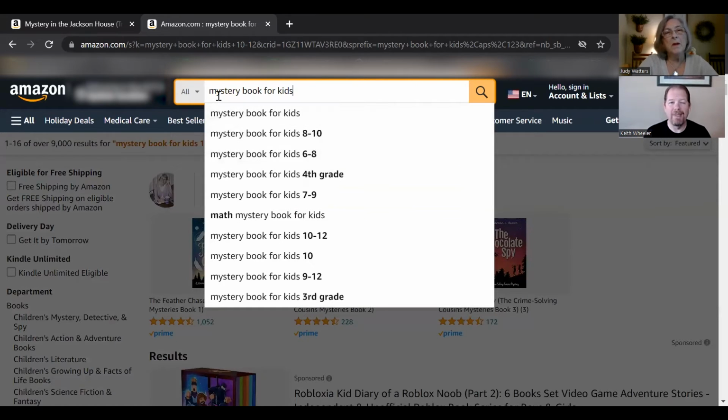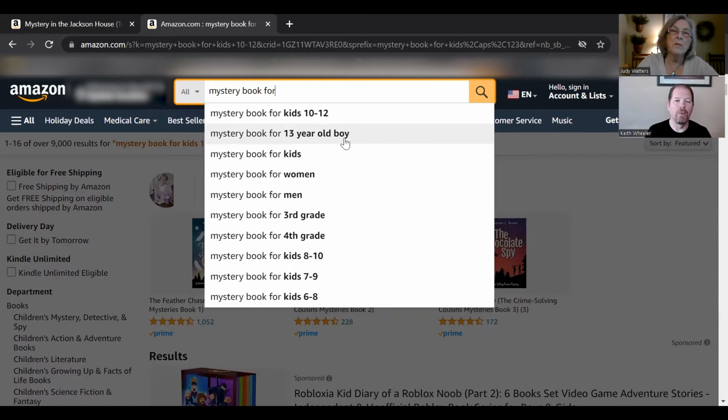And that's with me literally just typing in mystery book for kids. So I can just erase that real quick and go mystery book for 13-year-old boy. That's the second most searched on the list, and that didn't even pop up when I did for kids. So again, for more options, this one right here is for 3rd grade. I'm sure you probably could do for 3rd grade boys, whatever.